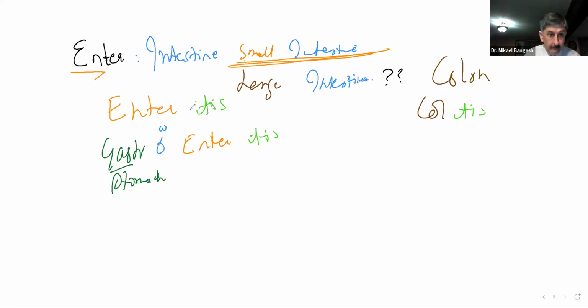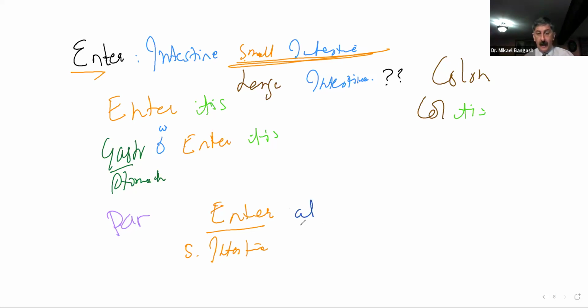Okay, here's a funny one. Enter. Intestine, to be more accurate. The small intestine. Enter, and as the suffix, use L for "pertaining to." So: parenteral.